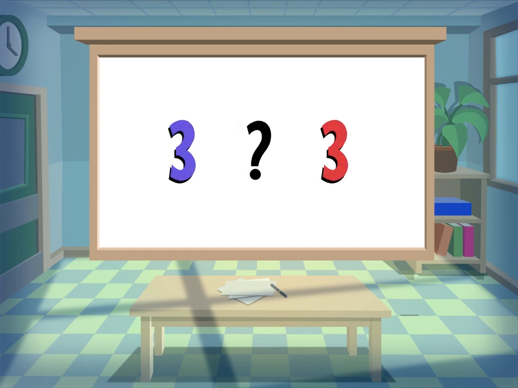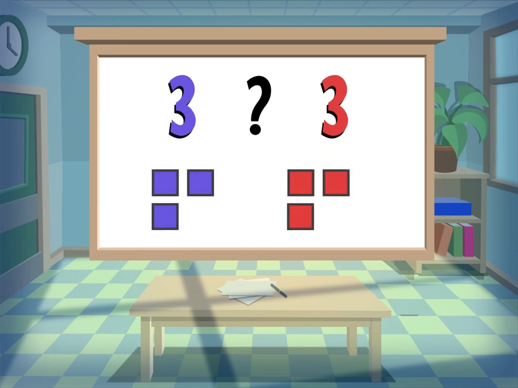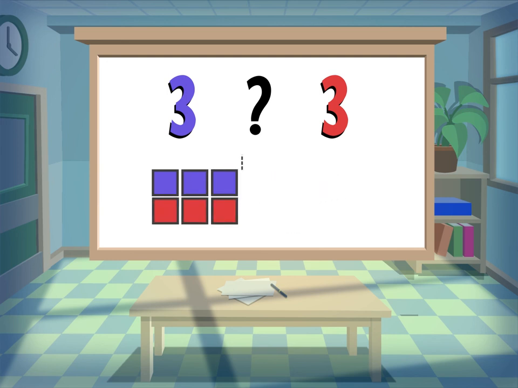Let's compare these two numbers. 3 and 3. Let's do the same as we did before. Let's represent our numerals as red and blue boxes. We'll put the boxes in a line with blue boxes above the red ones. We see now that we have the same amount of blue and red boxes.